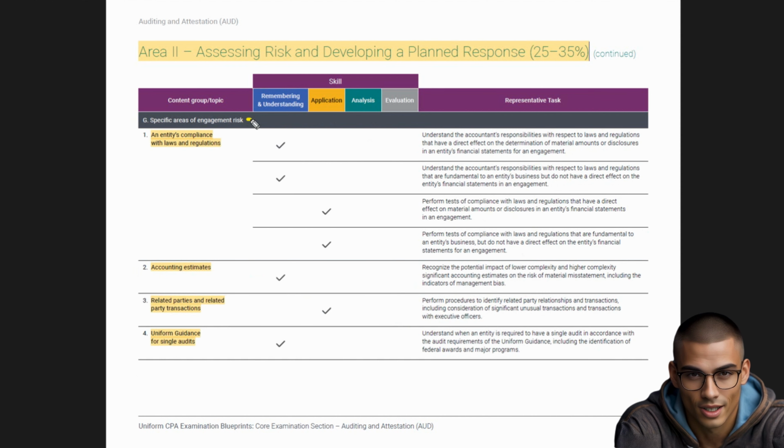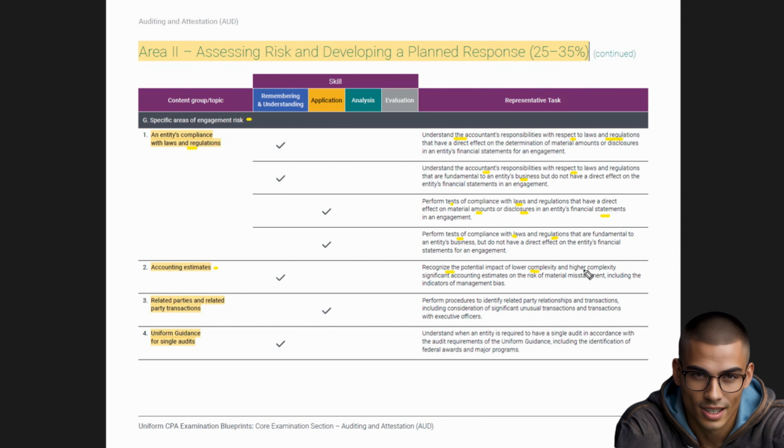Next, we have specific areas of engagement risk, and here we'll need to look at an entity's compliance with laws and regulations, where you'll need to understand the accountant's responsibilities with respect to various laws and regulations. You'll need to understand the accountant's responsibilities with respect to laws and regulations that are fundamental to the entity's business. You'll need to perform tests of compliance with laws and regulations that have a direct effect on the material amounts or disclosures in an entity's financial statements, and you'll need to be able to perform a test of compliance with laws and regulations.